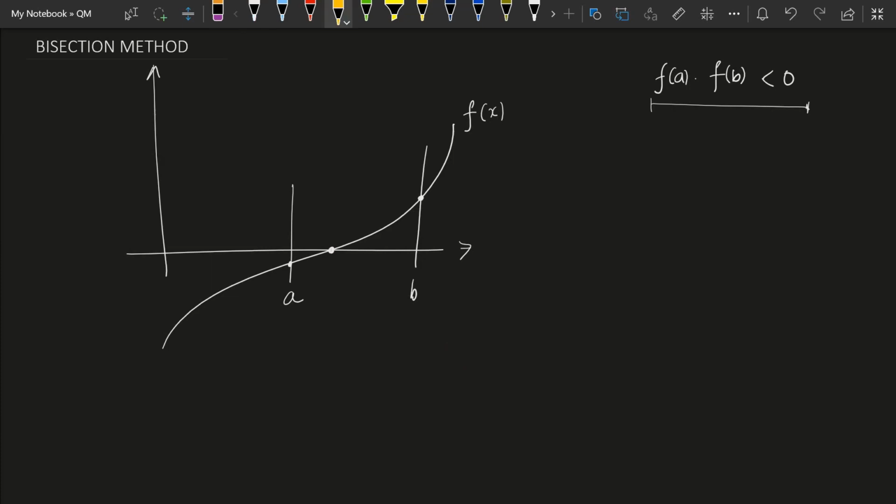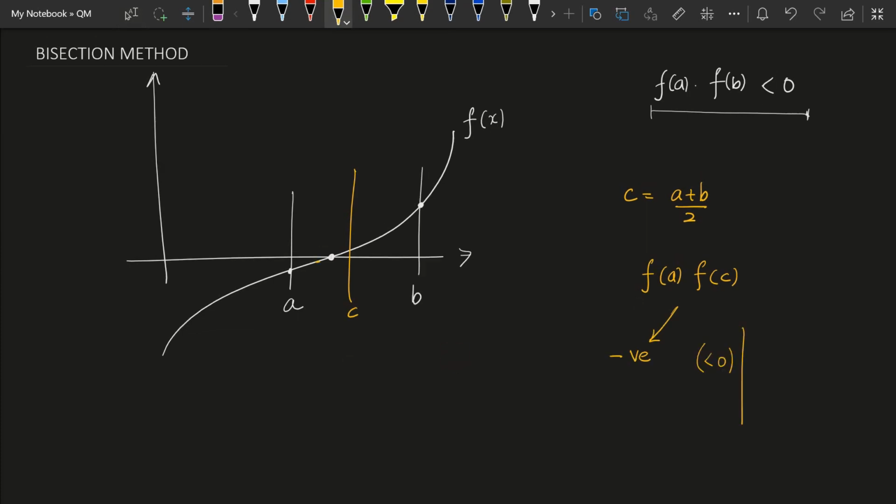Okay, and now to reduce the range, what we do is we take another point on the x-axis c, which is a plus b by 2. So a plus b by 2 is actually the midpoint between a and b. And then we will try to find what the value of f of a into f of c is. So if f of a into f of c is negative, it means our function is crossing the x-axis in this range, and hence our required root is in this range. So now we know that the solution is between a and c and not a and b. So we can shift our b to c so that we reduce our range.